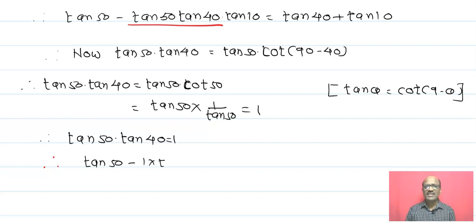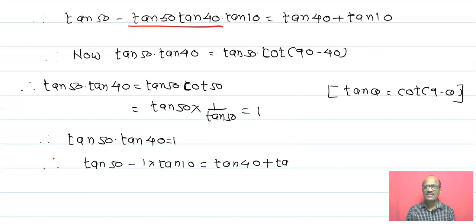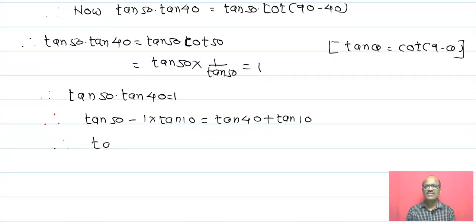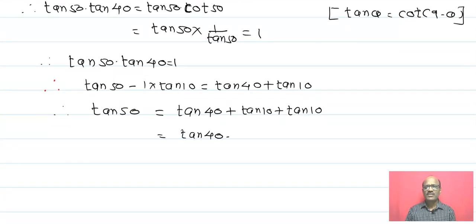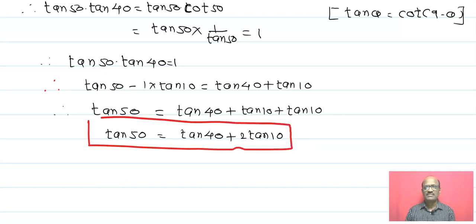Therefore, now you can write tan 50 minus 1 into tan of 10 is equal to tan of 40 plus tan of 10. Now see this. Therefore, tan of 50 is equal to tan 40 plus, that is minus tan of 10 from the left hand side. When it comes to the right hand side, tan of 10 is added and it becomes 2 times tan of 10. Therefore, tan 50 is equal to tan 40 plus 2 times tan of 10.